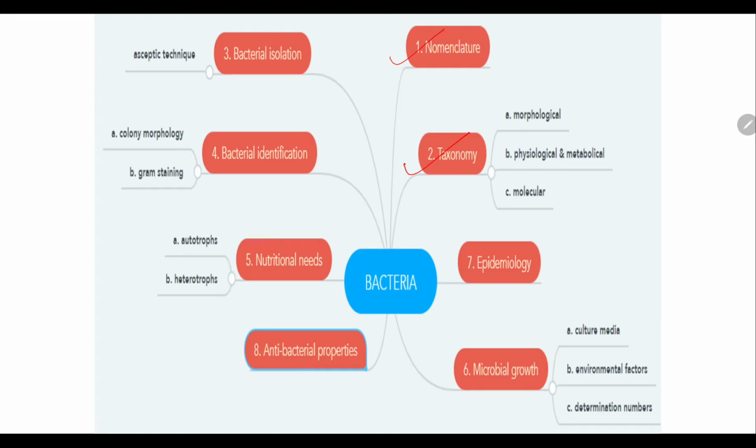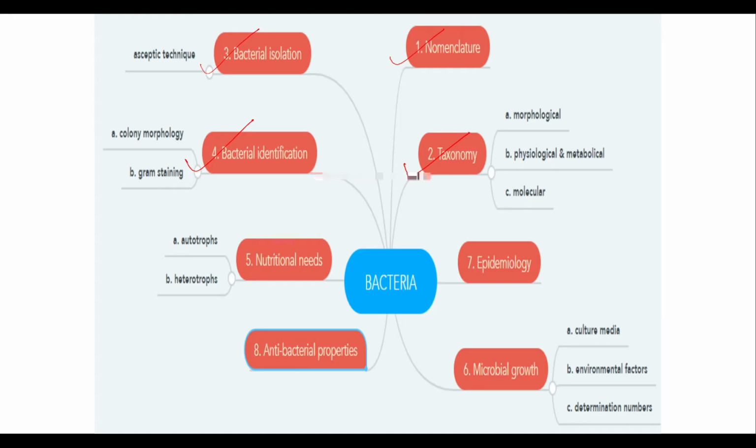We have gone through the taxonomy of the bacteria, and then the aseptic technique on how to isolate the bacteria. Once you have successfully isolated the bacteria, we can proceed with bacterial identification through the most basic steps. The first one is gram staining, to categorize them into gram positive or gram negative bacteria, and also we can classify them through their morphological characteristics.